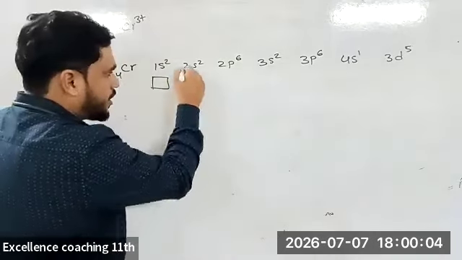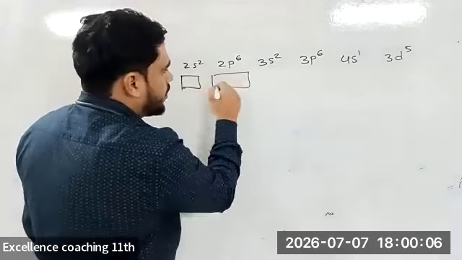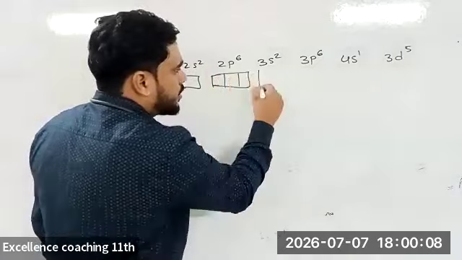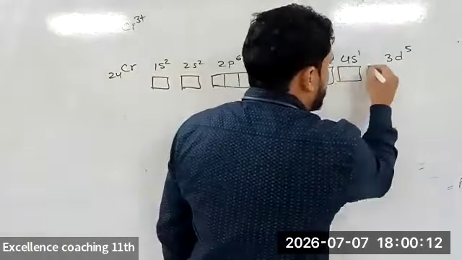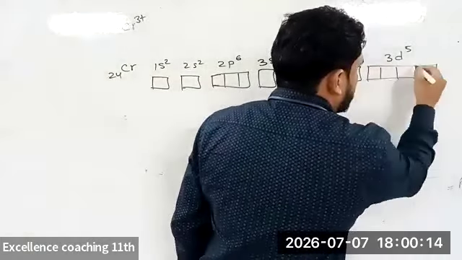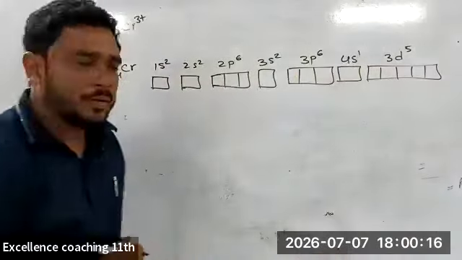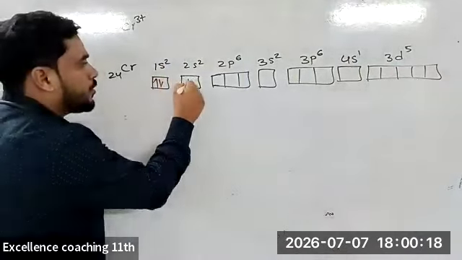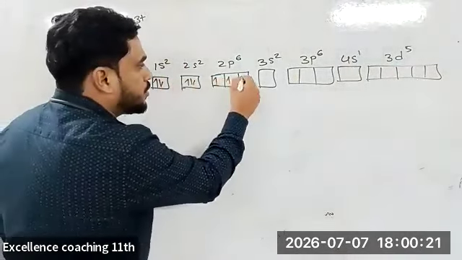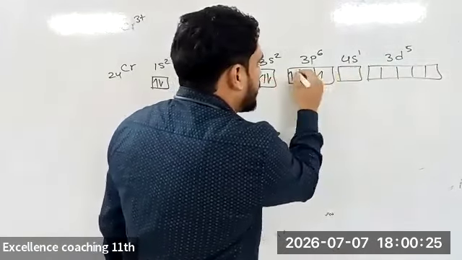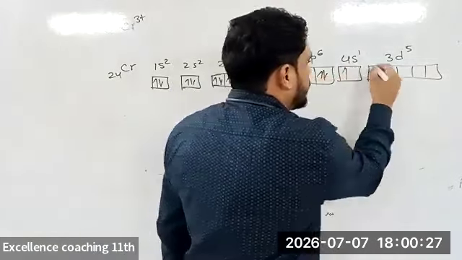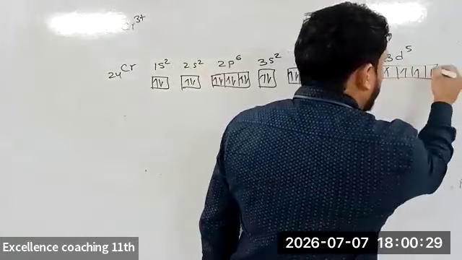See, it is a mistake. Below that you should draw. Below that you should write like this: 3s, 3p. It has a meaning, students, 3d: 1, 2, 3, 4, 5. Correct? Okay. So 2 electrons here, 2 electrons here, 1, 2, 3, 4, 5, 6. 2 electrons here, 1, 2, 3, 4, 5, 6. 1 electron, 1, 2, 3, 4, and 5.